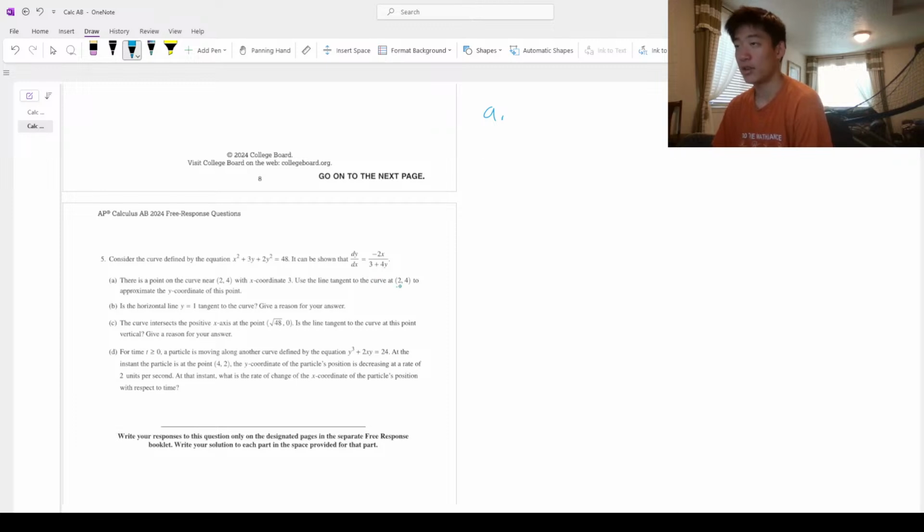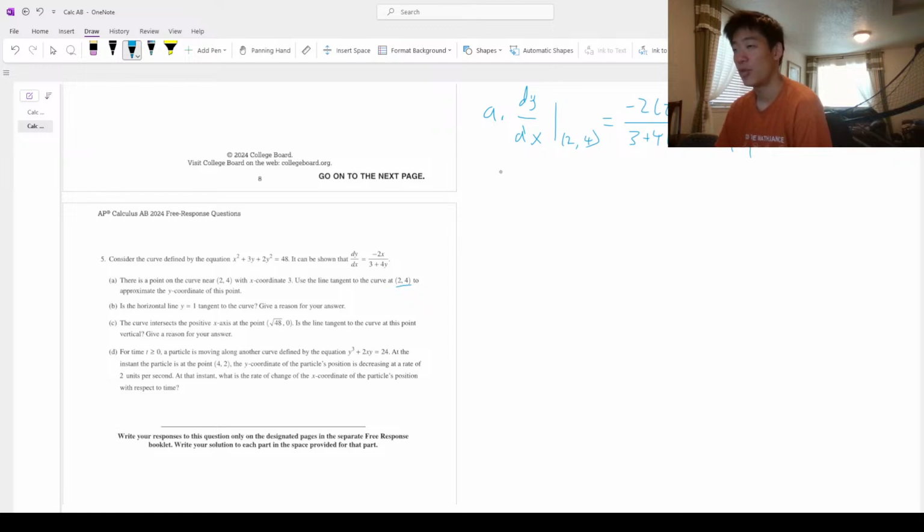Okay, so we want the tangent line. We already have the point. We need the slope, dy over dx at the point (2, 4). This line just means at the point (2, 4). You're plugging in. This is going to be negative 2 times 2 over 3 plus 4 times 4. Okay, this is negative 4 over 19. And you actually don't get a calculator for this, which is kind of unfortunate.